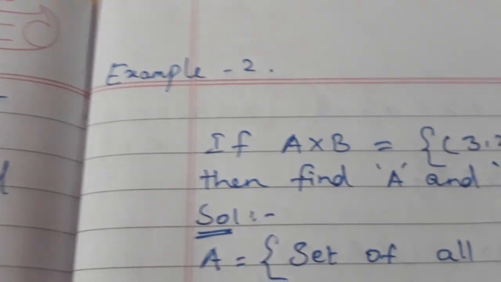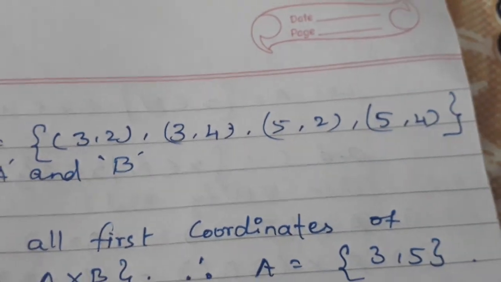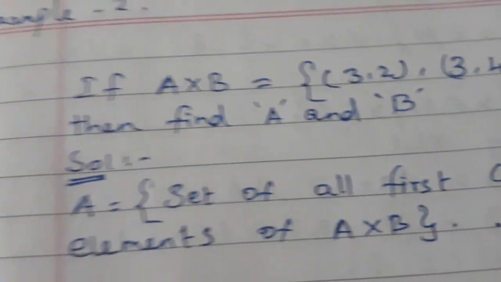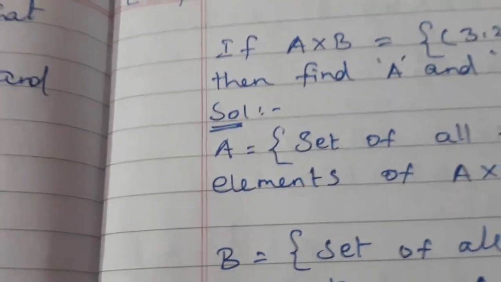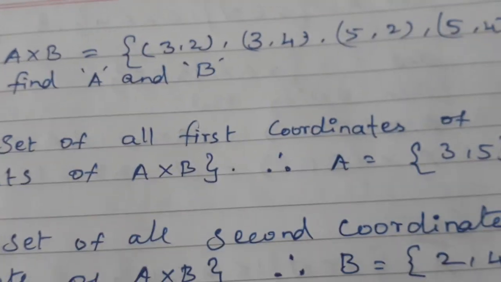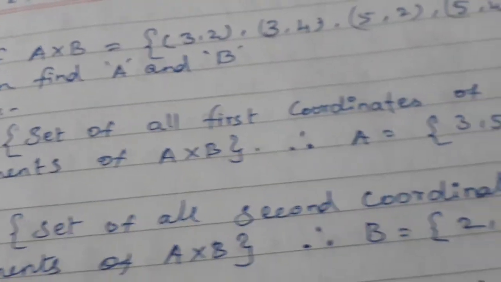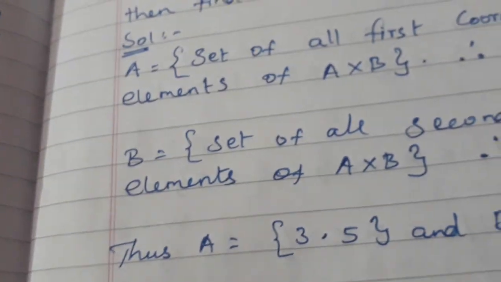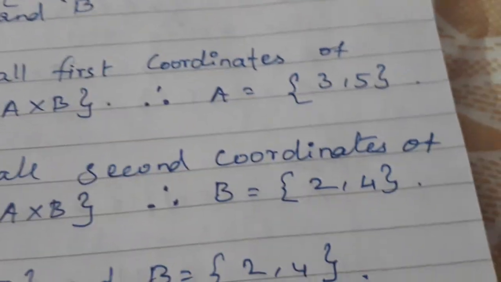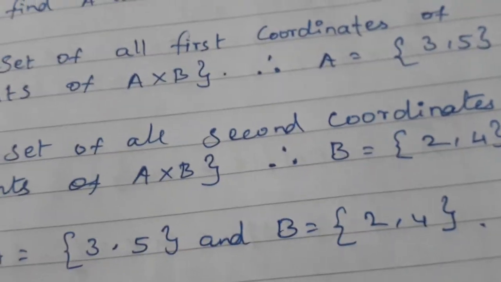So our example 2 is, if A × B = {(3,2),(3,4),(5,2),(5,4)}, then find A and B. Our solution: A is the set of all first coordinates of elements of A × B, that is, A = {3, 5}. B is the set of all second coordinates of elements of A × B, that is, B = {2, 4}. Thus, A = {3, 5} and B = {2, 4}.